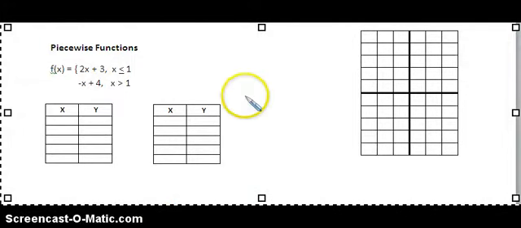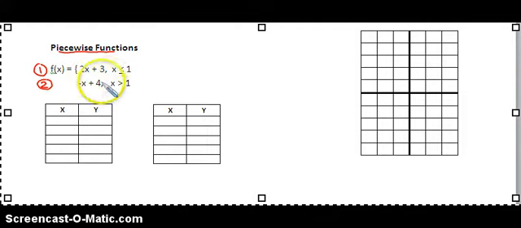The last concept in the notes today that I want to talk about is called a piecewise function. It's a piecewise function because it's going to be 2 different parts of the graph. So you're really going to have one part of the graph that will exist at 2x plus 3, and another part of the graph that will exist for the equation negative x plus 4.